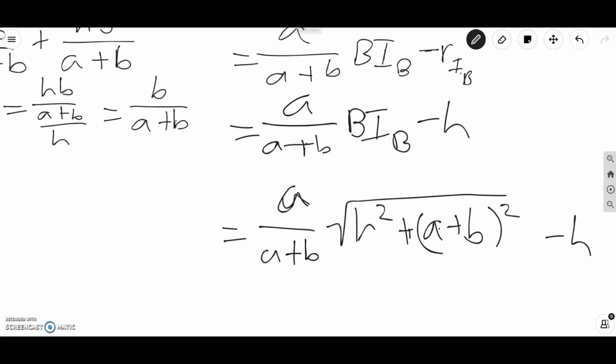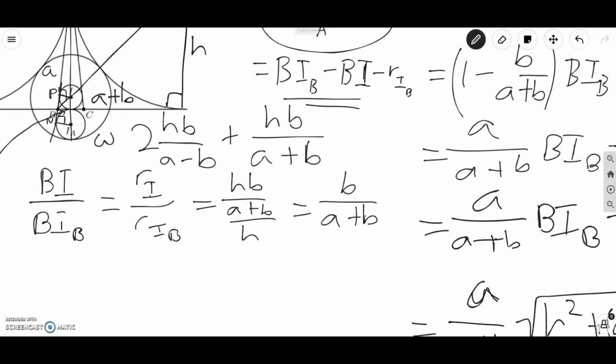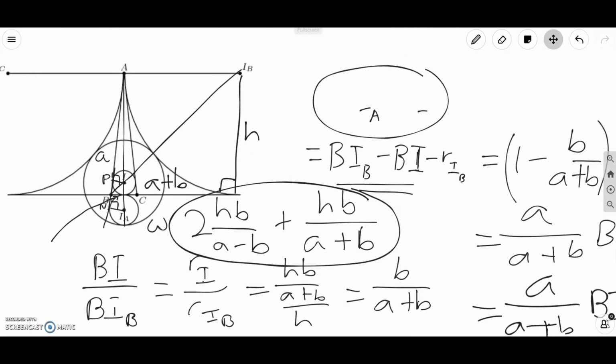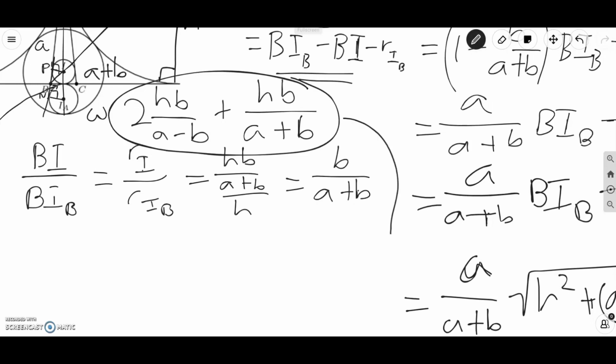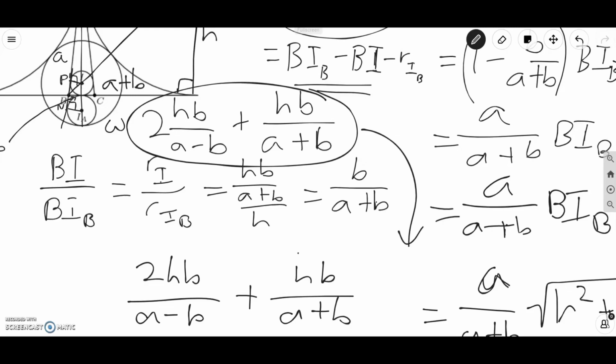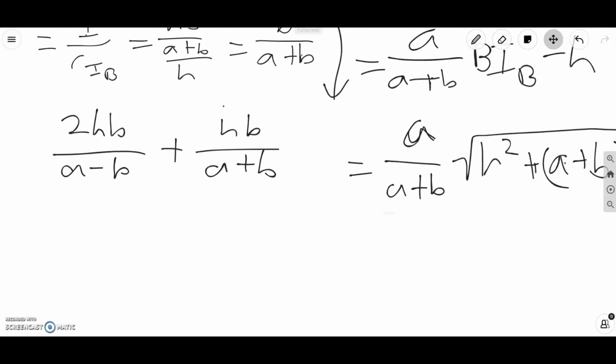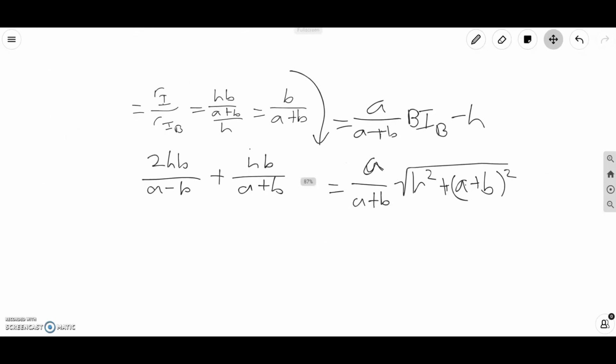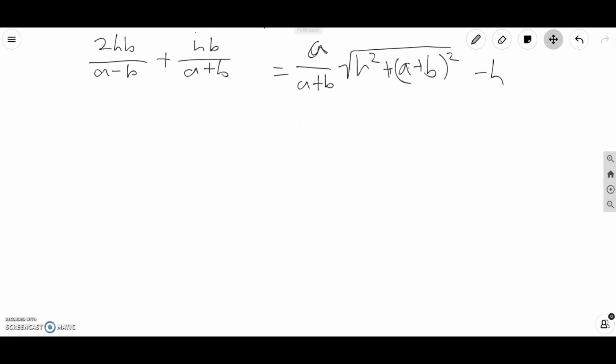So what we can do is set this expression equal to what we got before. So this expression can be moved down here. So we can rewrite it. So we have 2HB over A minus B plus HB over A plus B equals the expression we just derived. And now we can really break out the algebra. So let me zoom out a little bit. So now it's time to break out algebra.